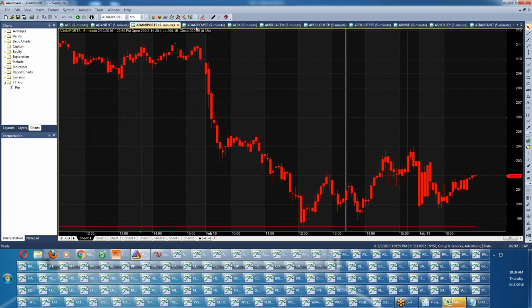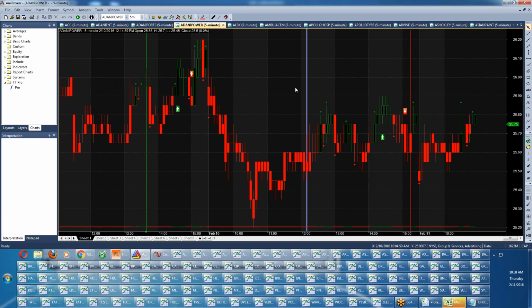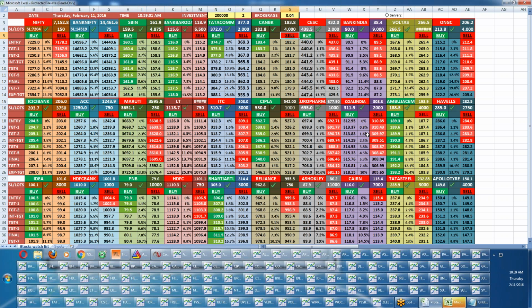In case you're buying it, you'll get a combination of this Ammybroker and your Excel application, that is the CashTree. So you'll get the prices here, you'll know the trend there, and you'll be able to trade better.